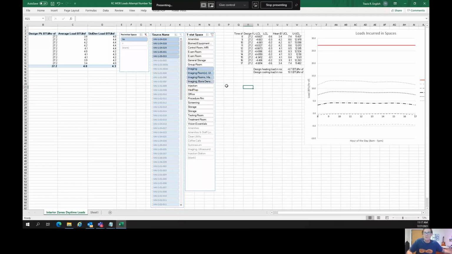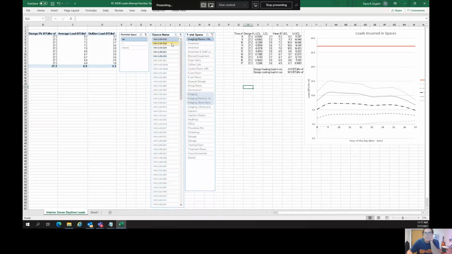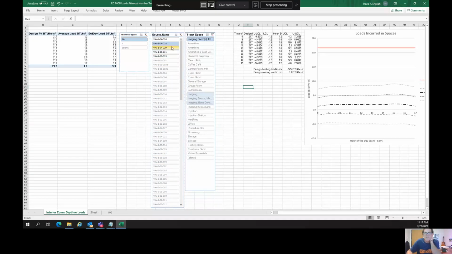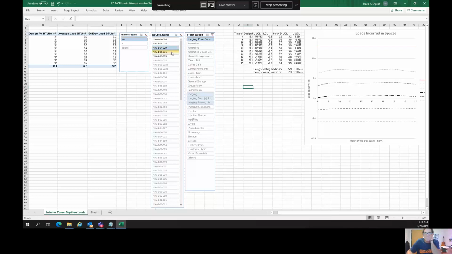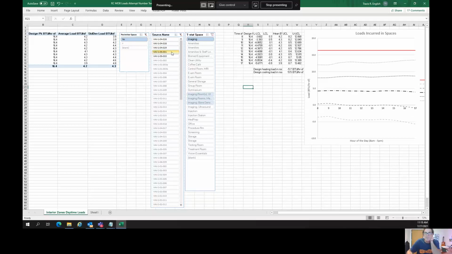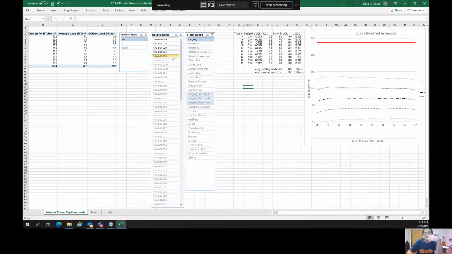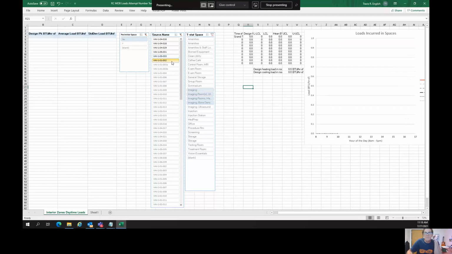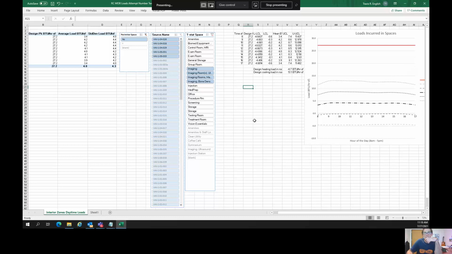If we look at all the imaging rooms together, looks like we're looking at 13 and -5. Let's cycle through these. There's a 14, there's a 9, there's a 7, there's a 13, there's a 13. Yeah. So those are all the imaging loads.